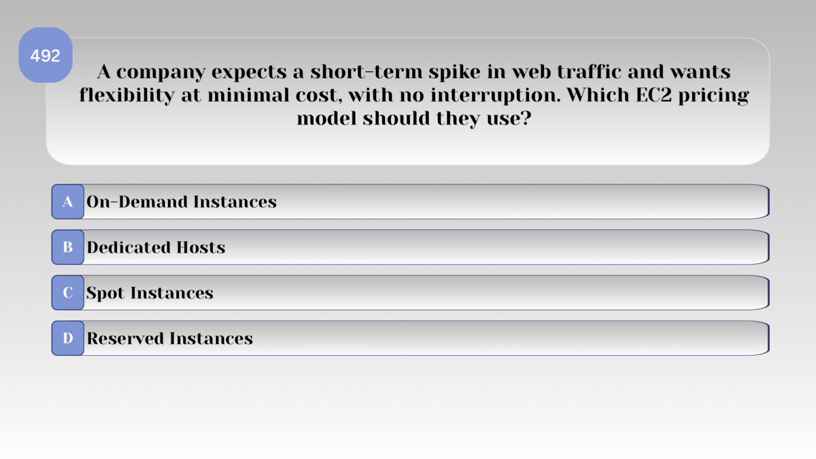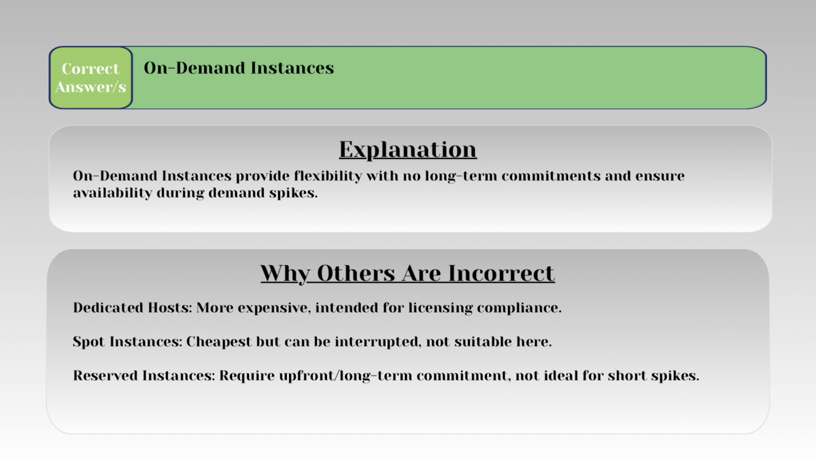Correct answer, on-demand instances. Explanation, on-demand instances provide flexibility with no long-term commitments and ensure availability during demand spikes. Why others are incorrect? Dedicated hosts, more expensive, intended for licensing compliance. Spot instances, cheapest but can be interrupted, not suitable here. Reserved instances, require upfront/long-term commitment, not ideal for short spikes.